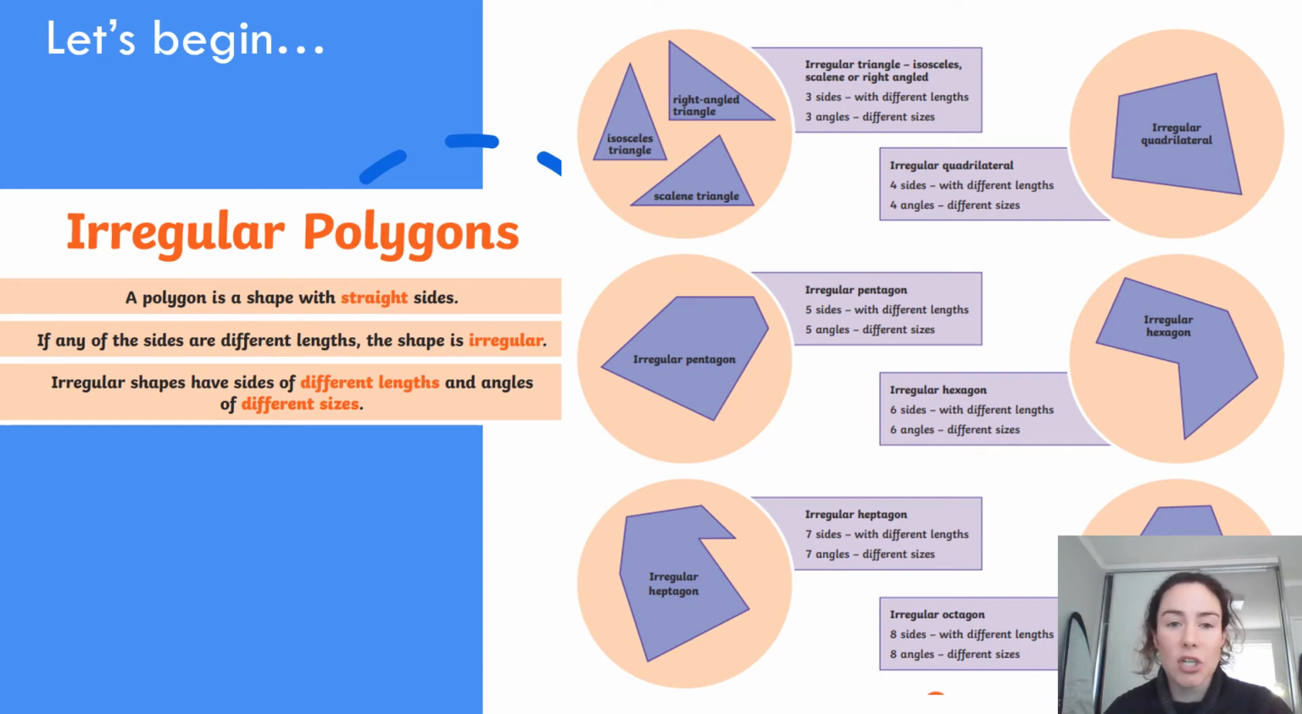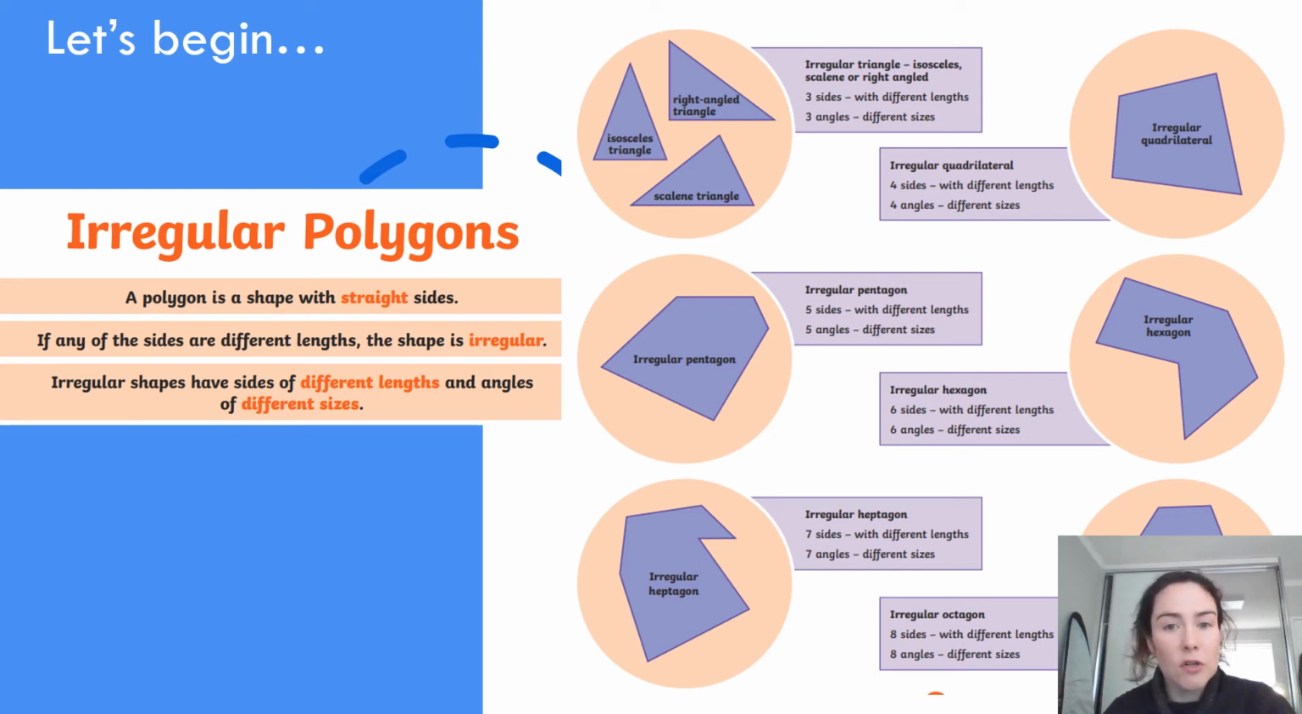Now let's have a look at irregular polygons or irregular shapes. A polygon is a shape with straight sides. If any of the sides are different lengths, the shape is irregular. Irregular shapes have sides of different lengths and angles of different sizes. So you can see here we've got 3 triangles, and the names of these triangles are isosceles, scalene, and right angle. You don't need to worry about the names of them, but it's a good bit of vocabulary if you want to know them.